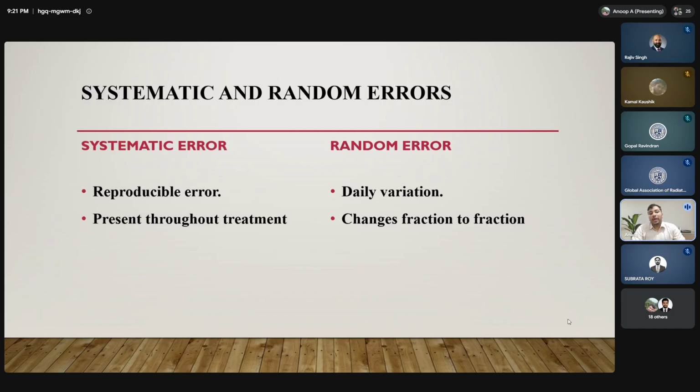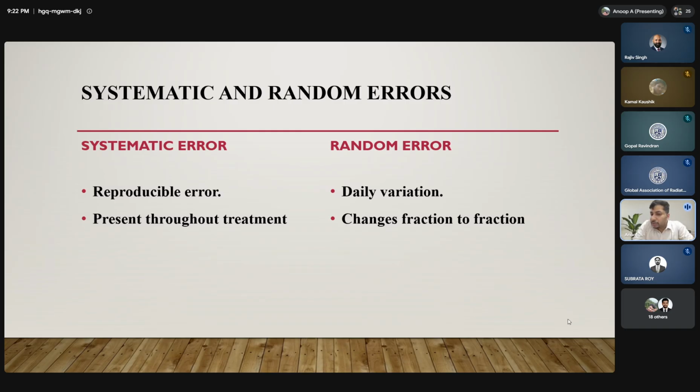What is systematic error and random error? Systematic error is reproducible error, present throughout the treatment. Random error is the daily variation that changes fraction to fraction. For example, systematic error happens during the treatment planning phase because it happens at the very beginning. It gets baked into the entire treatment plan and repeats itself every single day.